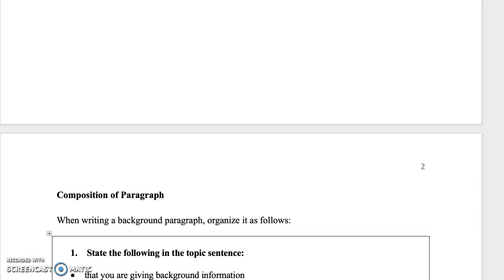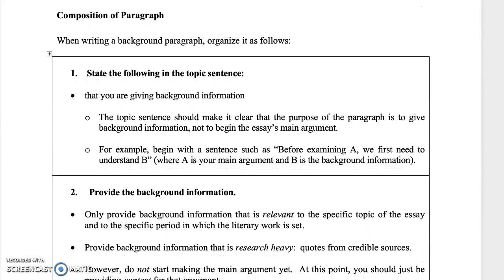Now, in terms of writing a background paragraph, organize it as follows. First of all, in the topic sentence, you need to signal that this is a background paragraph, because the default expectation of the reader is that right after you finish the introduction and state your thesis, you'll get right into supporting the thesis. But you need to have a sentence that says, okay, I'm going to take a second here and give you some background information, and then we'll get into confirming the thesis.